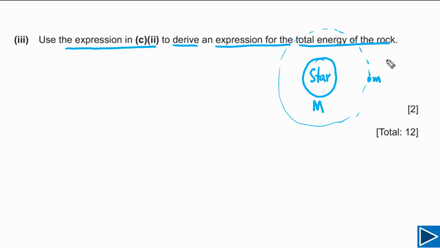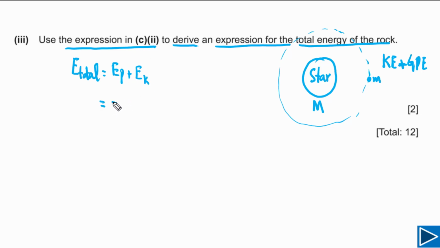Now this rock has 2 kinds of energy. The one is the kinetic energy because it has speed, it is orbiting around this one. And the second energy of this one is GPE, gravitational potential energy, that is due to its position around the star. So it has 2 kinds of energies, kinetic and GPE. Now the total energy, simply we can say that E total, the total energy of this rock, is equal to gravitational potential energy plus the kinetic energy of the rock. Now we have to add these two together.